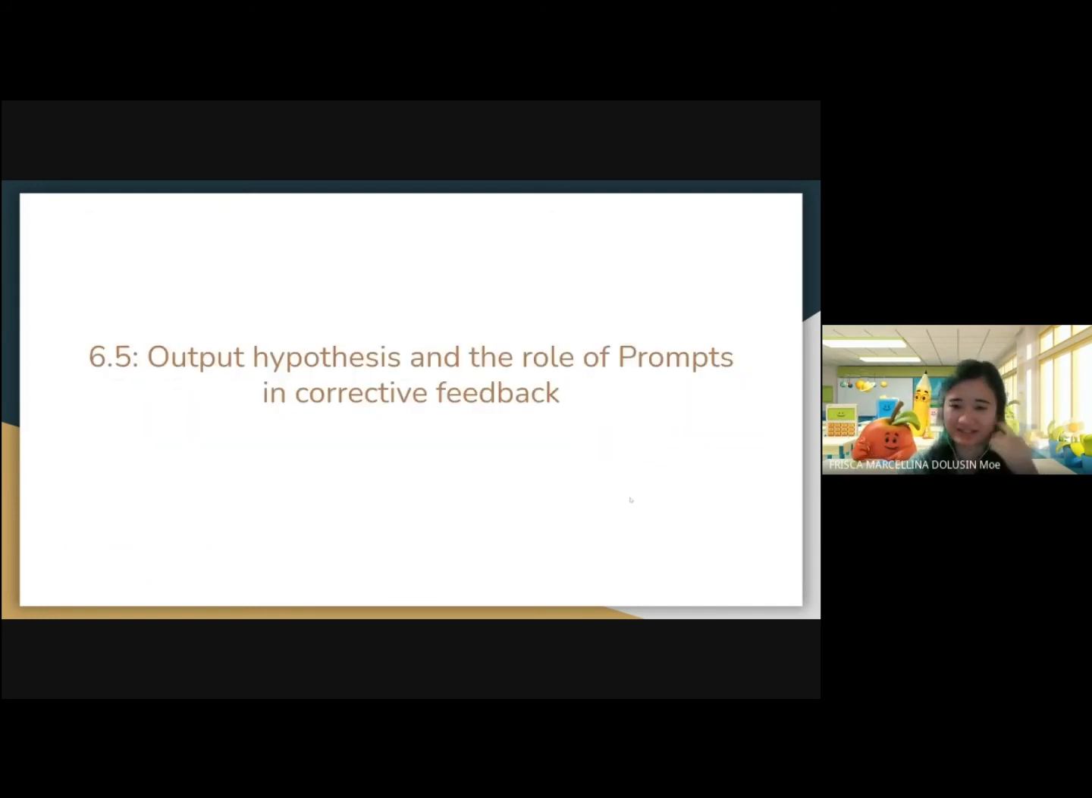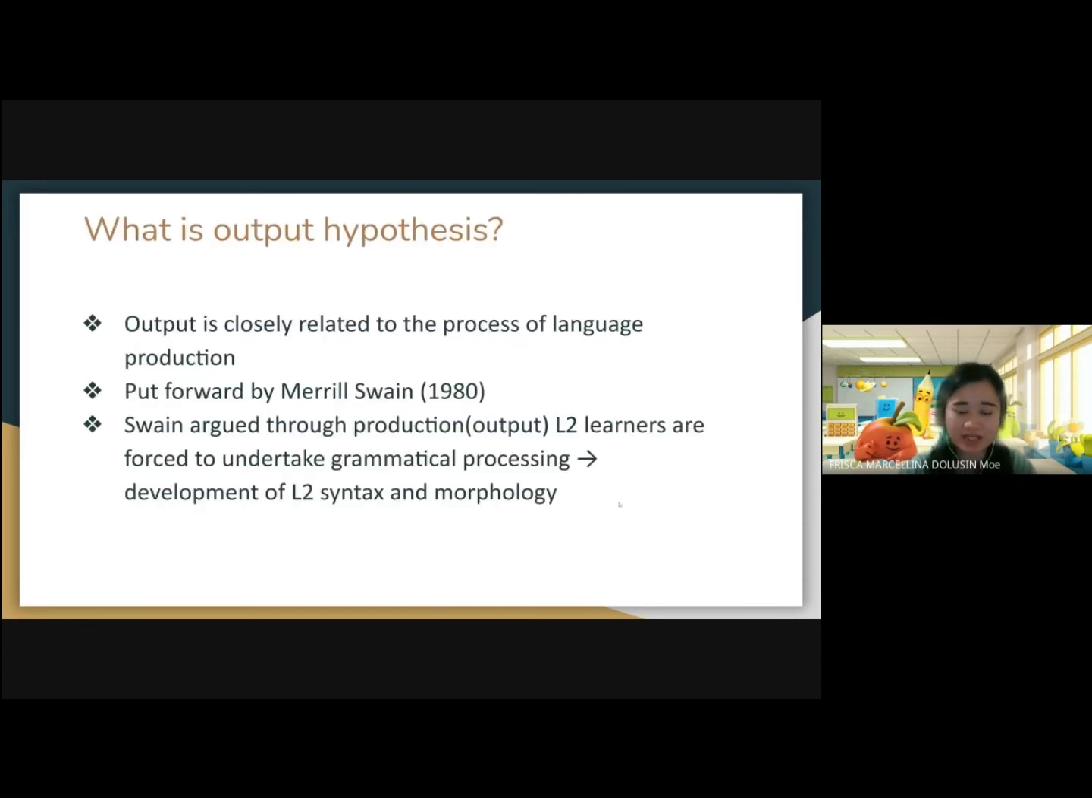Next is the output hypothesis and the role of prompts in corrective feedback. First of all, what is the output hypothesis? Output is closely related to the process of language production. Input is the knowledge, output is how you use the language. It was put forward by Merrill Swain in 1980. Swain argued that through production, which is output, second language learners are forced to undertake grammatical processing, which in turn helps them to develop syntax and morphology. Meaning, if you use the language and you know what is wrong, it helps you to develop syntax and morphology.